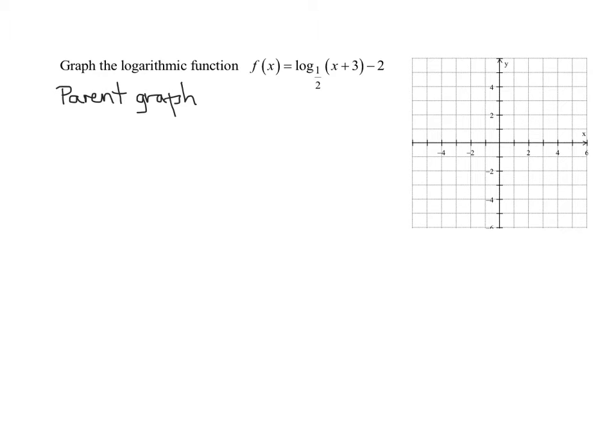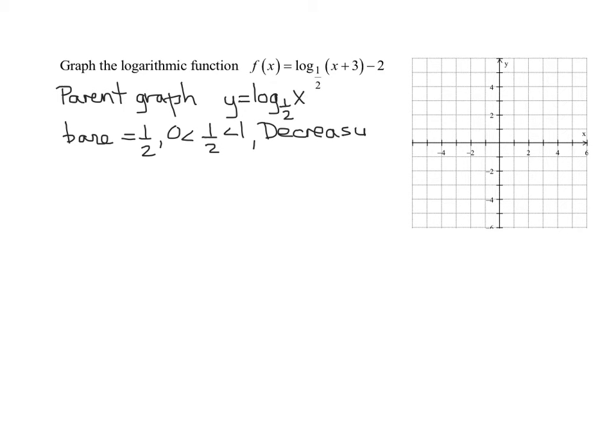So the parent graph is going to be y equals log to the base 1/2 of plain old x. So remember, the base is 1/2, and 1/2 lies between 0 and 1. Therefore, this is going to be the decreasing parent graph.